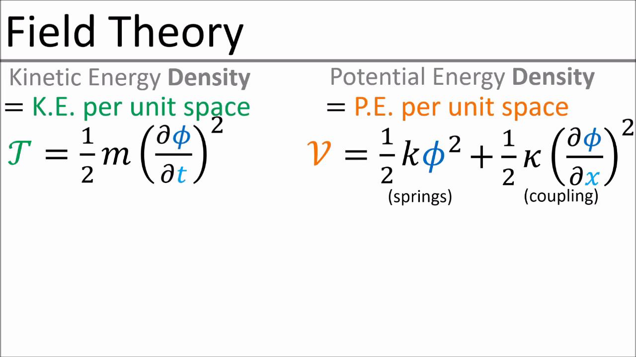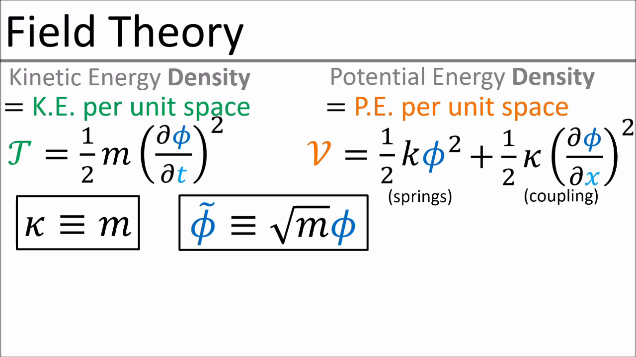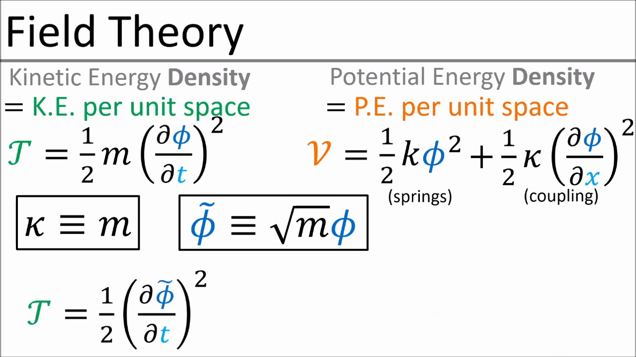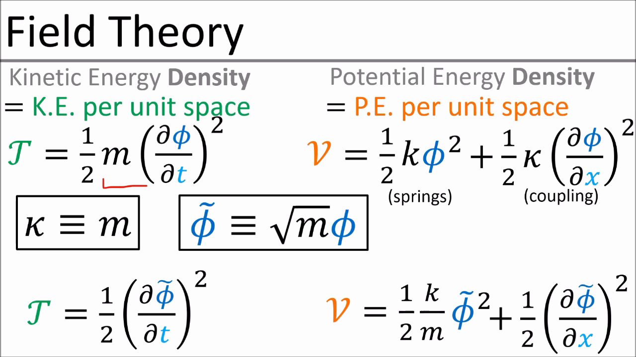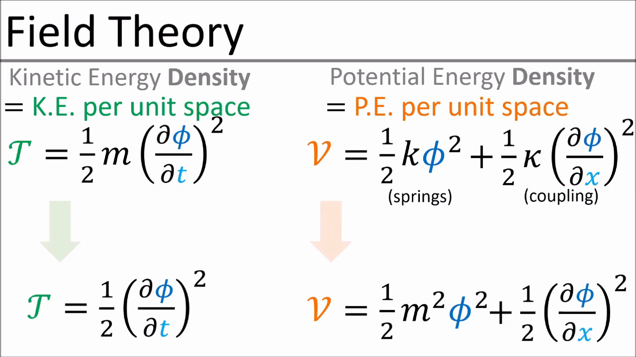Now, many sources do a few redefinitions of the terms here. The elastic constant kappa is often set equal to the mass m. And the field phi is often redefined as phi tilde, using a scaling factor of the square root of m. This allows the m value to be absorbed into the field amplitude. And this k over m term is often defined as a new mass term, m tilde squared. So you'll often see scalar fields defined with these formulas for the kinetic and potential energy densities. Although from now on, I'm going to stop writing the tildes in these formulas.